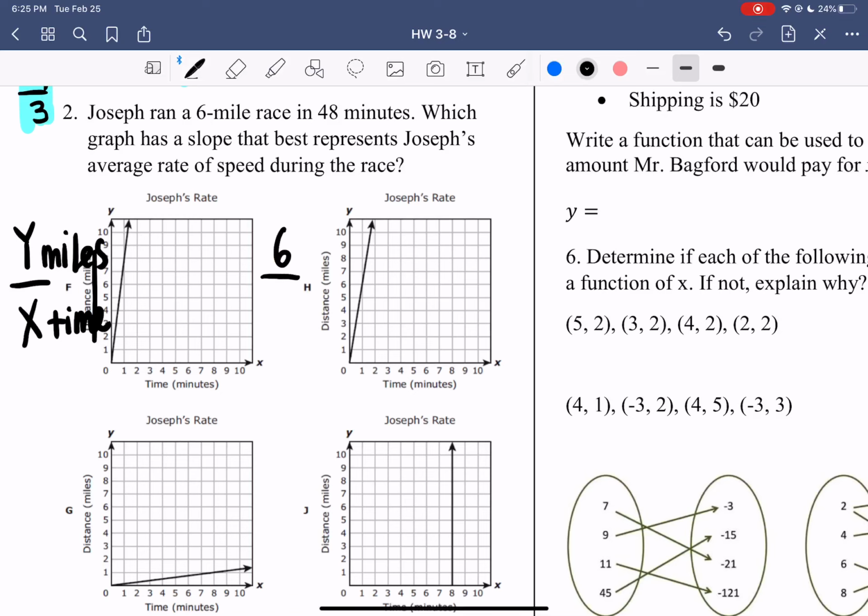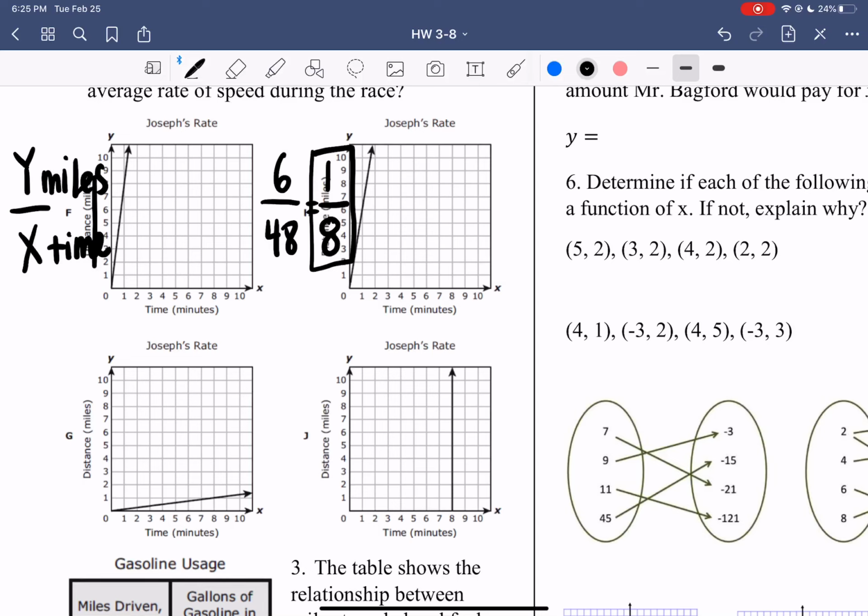So we're going to need to find the graph that has that same rise over run. If we're going here, our rise is 1 and our run is, our line would have to be here, but that's not correct. So again, these two look the same.